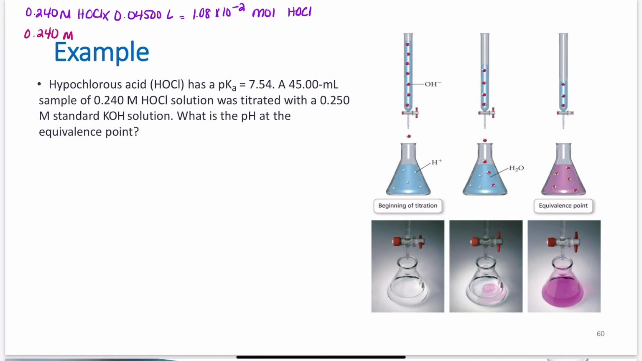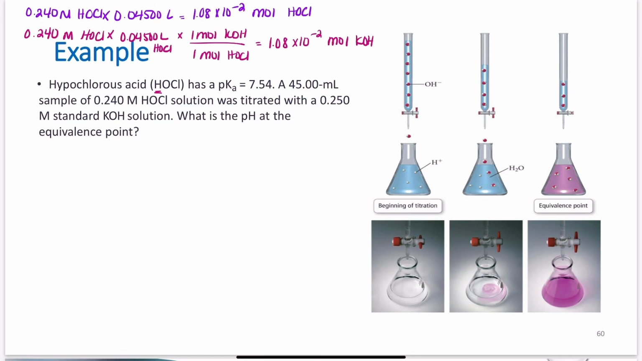0.240 molar HOCl times 0.04500 liters of the HOCl gives me moles of HOCl. And I know it's a 1-to-1 ratio because you can write out the reaction here, and I'll write that in a sec, but I see the 1 proton that'll be removed here. So times 1 mole of KOH to 1 mole HOCl. This gives me 1.08 times 10 to the minus 2 moles of KOH.